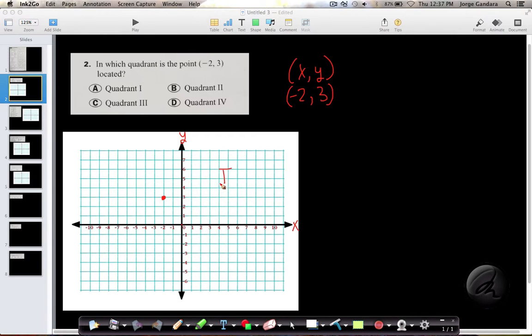If I remember, quadrant 1 is on my top right, quadrant 2, top left, quadrant 3, bottom left, quadrant 4, bottom right. So then that's my answer right there. That point lies in quadrant number 2. So the answer would be B.